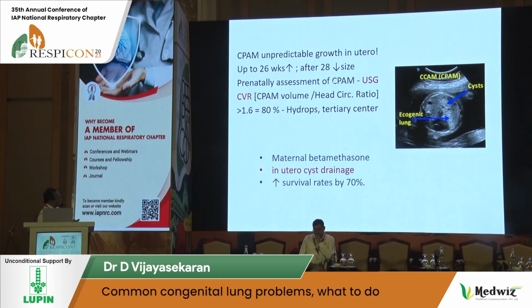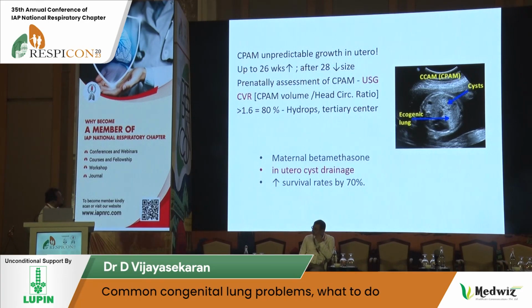This is from a neonatal point of view. CPAM is an unpredictable growth. I can say that up to 6 weeks, it will grow very, very fast. Sometimes the parents will come and show to the pulmonologist, sir, this is the antenatal scan, the ultrasound report and all. After 28 weeks, it reduces. That's the reason why you shouldn't make a very categorical statement by looking at the prenatal ultrasound report.